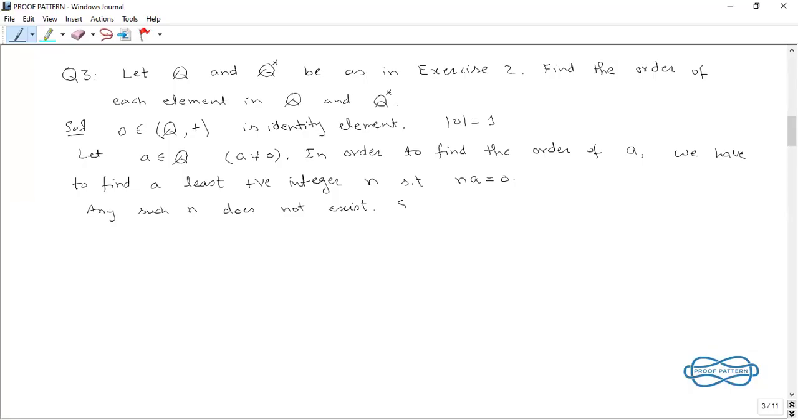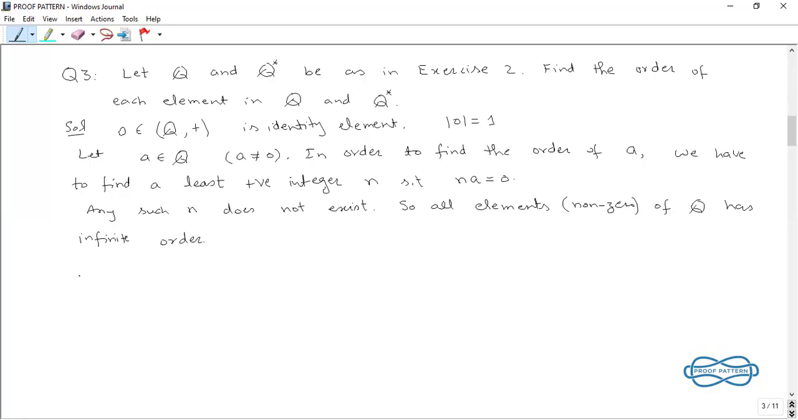So it is a convention that if we cannot find such an integer, then the order of that element is infinite. So all non-zero elements of Q, which is a group under addition, have infinite order.